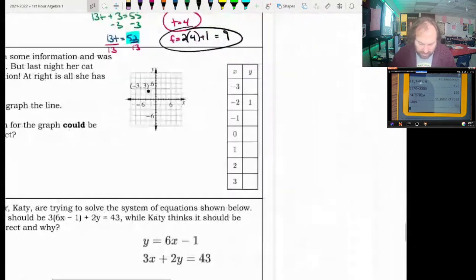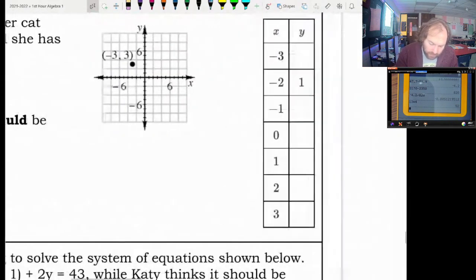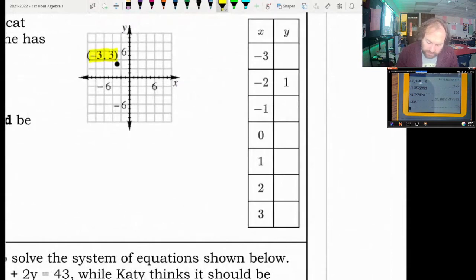Like, for example, I know from the graph that the point negative 3, 3 is on the line, so negative 3, 3 can go over there. And from there, I know that this goes up by 1, and this goes down by 2. So that's going to be the slope of the problem. M in this problem is going to be negative 2. And from there, it's actually relatively easy.